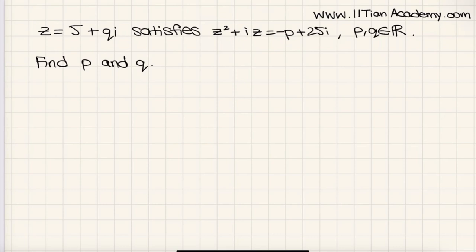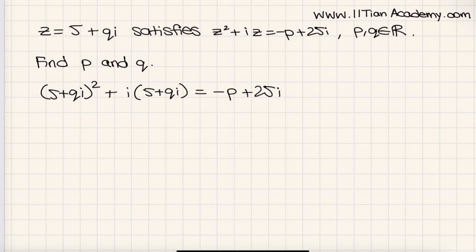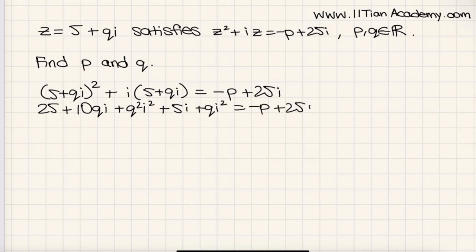So therefore, we're going to have (5 plus qi) squared plus i times (5 plus qi) equal to negative p plus 25i. Now, if that's the case, that means that 25 plus 10qi plus q squared i squared plus 5i plus qi squared is equal to negative p plus 25i.